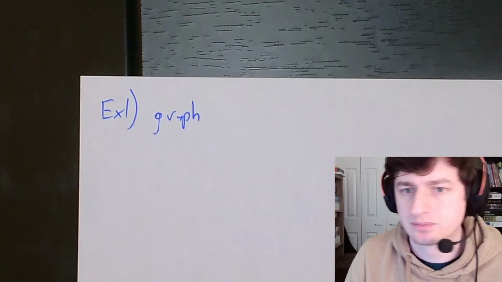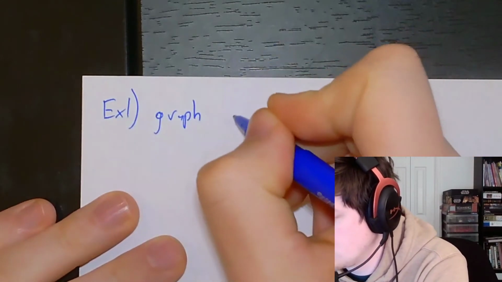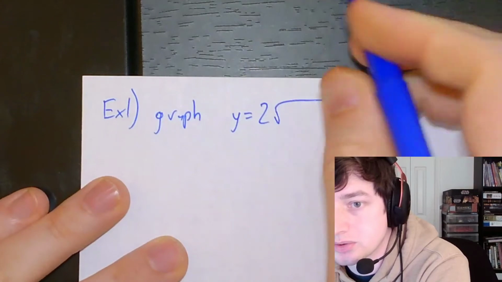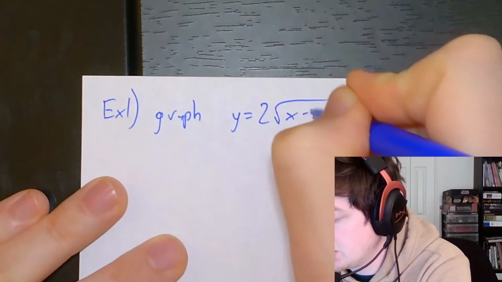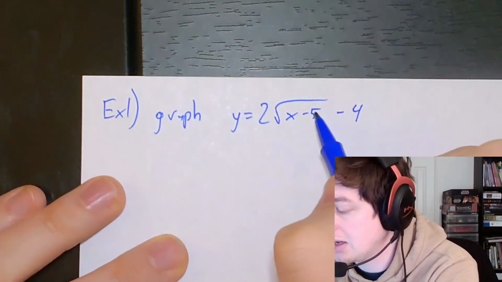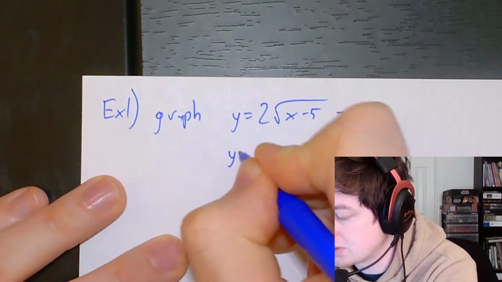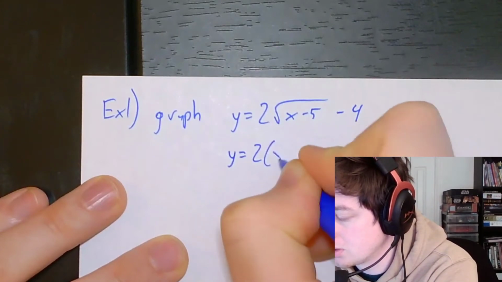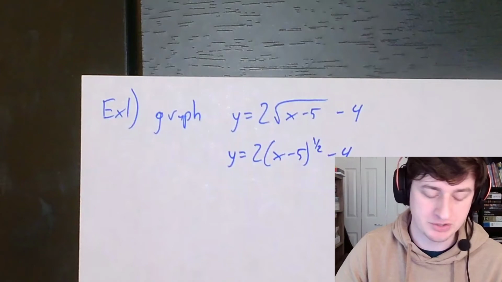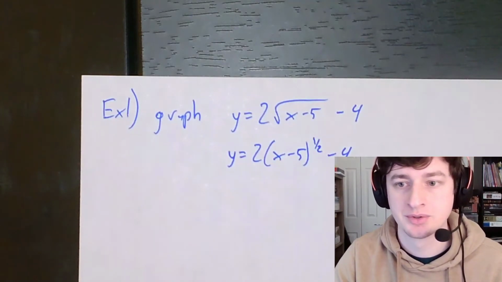Yeah, this one. y equals 2 times the square root of x minus 5 minus 4. Now, some of these might have a half. This is the same as if I had written y equals x minus 5 to the 1/2 minus 4, right? So we need to remember that our fraction exponents are the same as radicals. Those are the same thing.